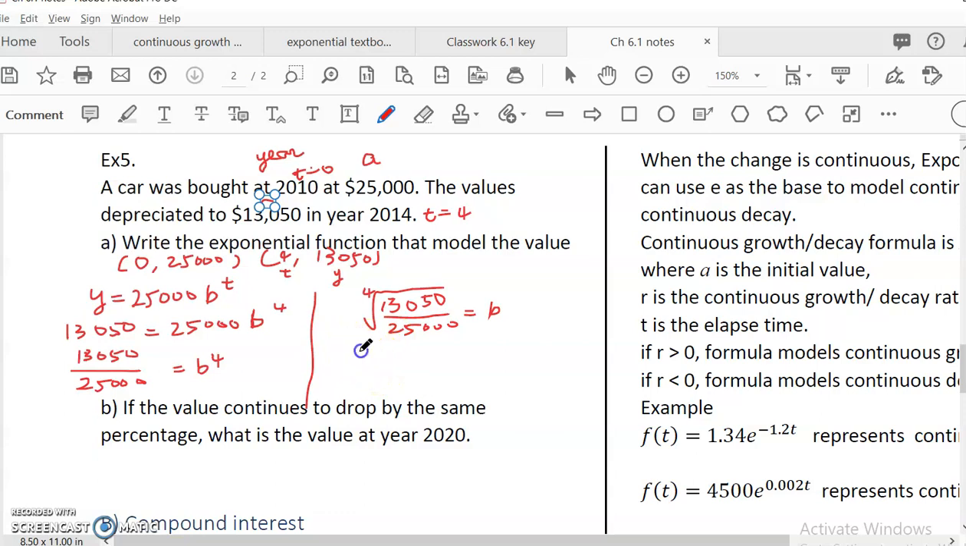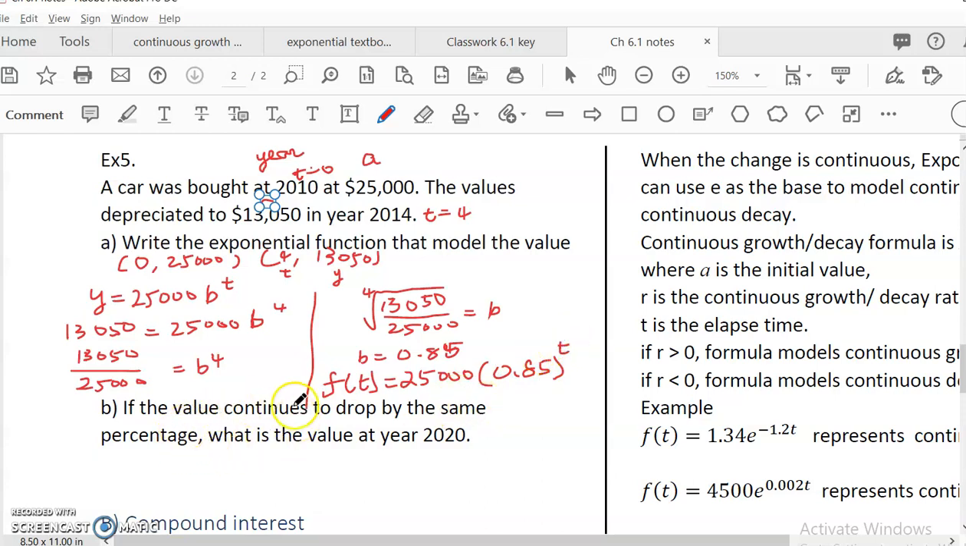So b is a fraction, because that's what we expect, it is decreasing. 0.84999. So let's round it to 0.85, right? So my function would be f of t is equal to a, a is $25,000, and then 0.85 to the power t.